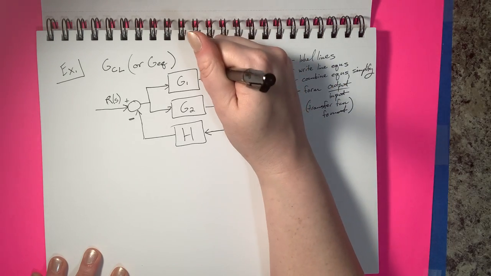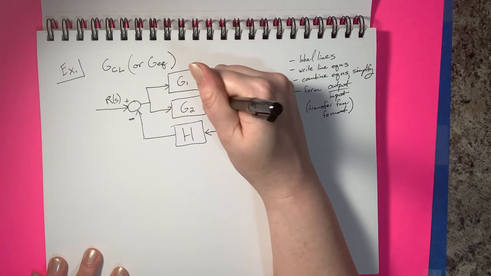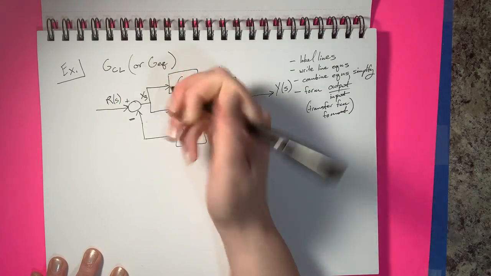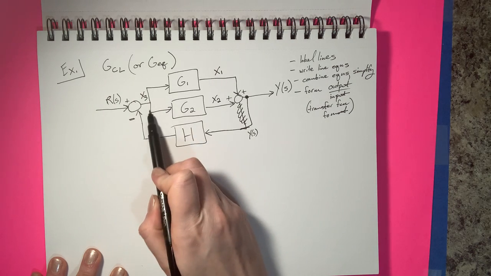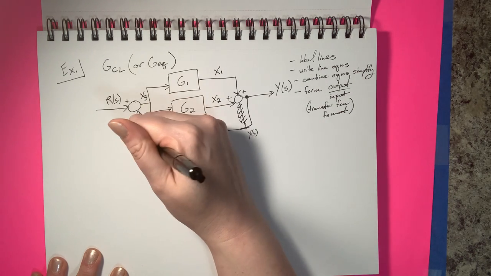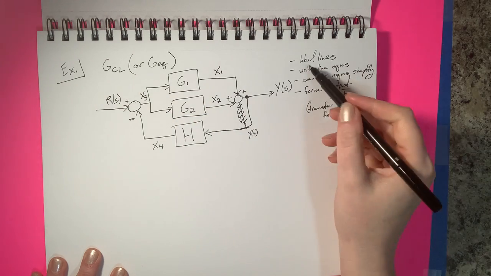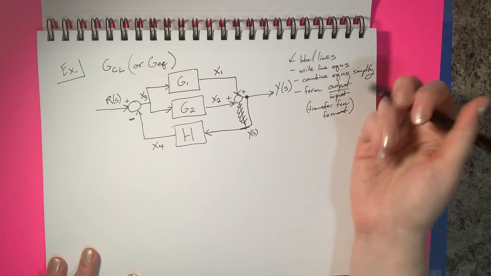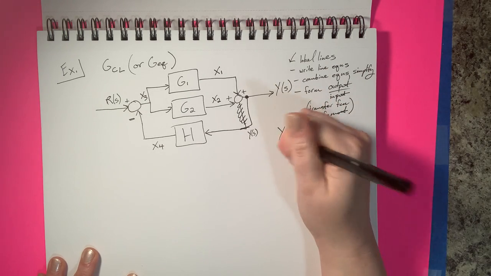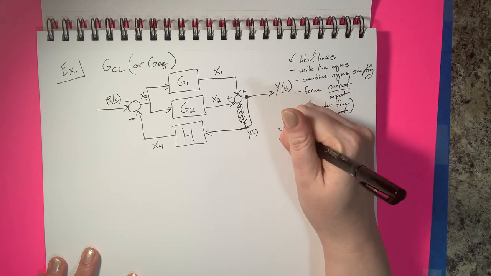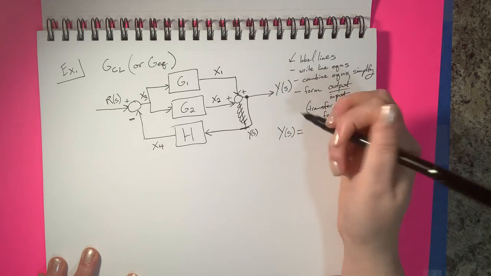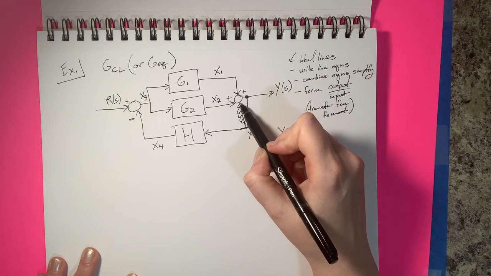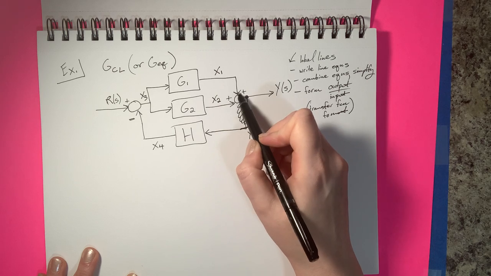All right, so we can draw, let's just use x1 and x2, and then on this side, we have x3, which is actually all three pieces of that line. And then we have an x4. Okay, so now I've labeled all my lines here. So that's all done. And let's write our line equations. So we start out at the end with the y of s. So y of s equals, and it is equal to whatever comes into the summing junction. So x1 plus x2.